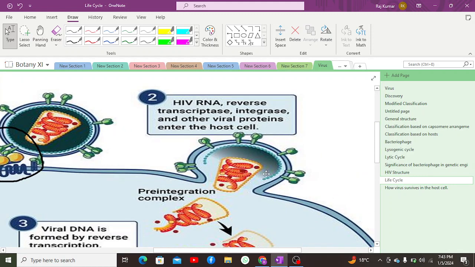This is the second step, in which fusion occurs, and here HIV RNA, reverse transcriptase, integrase and other viral proteins enter the host cell. As it enters the host cell, the enzyme present here, known as protease, is utilized. Protease enzyme has a dual role. The first role is in the degradation of its own proteinaceous material, and the second role is in the cleavage of large proteinaceous subunits which it makes, converting them into smaller proteinaceous subunits.